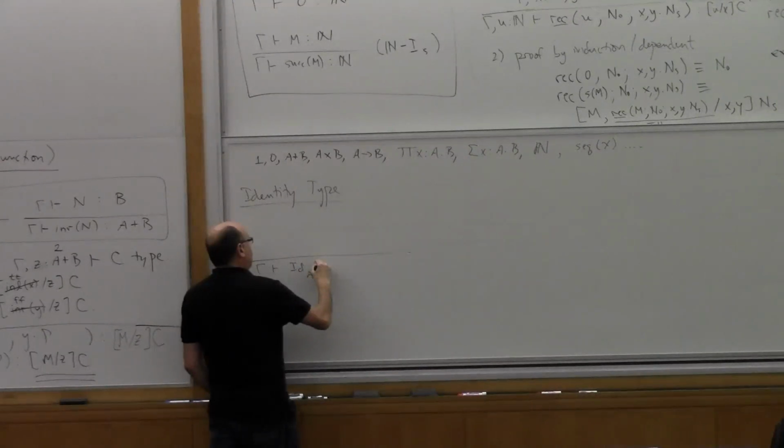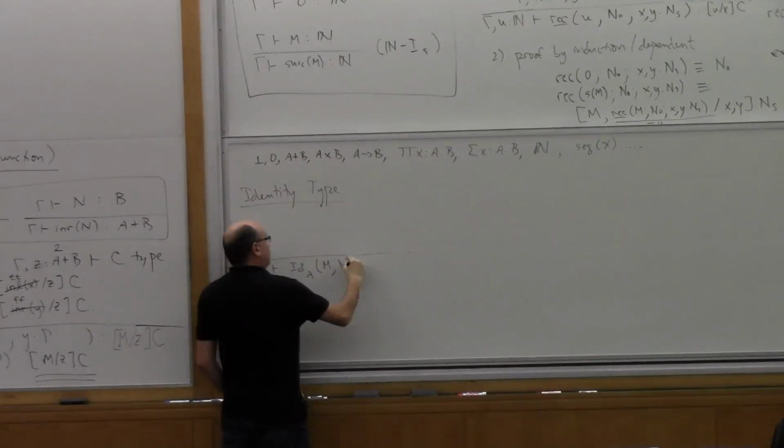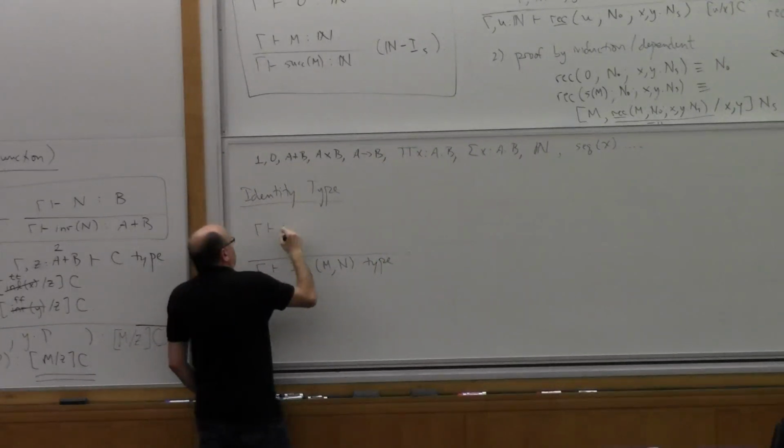So equality at A of M and N is going to be a type. Under what conditions?